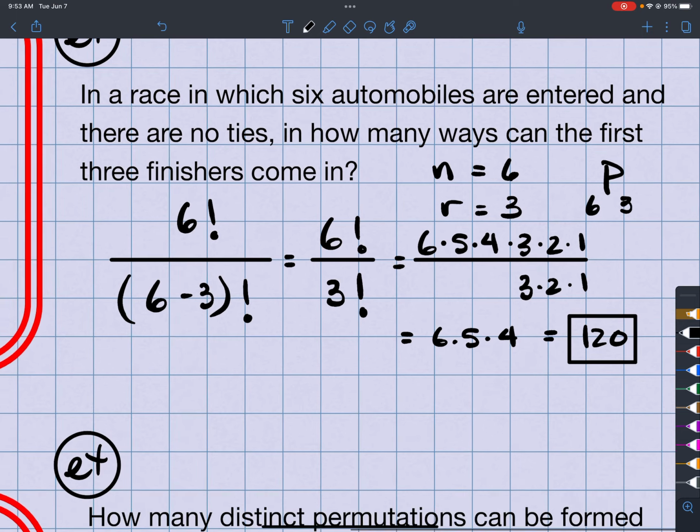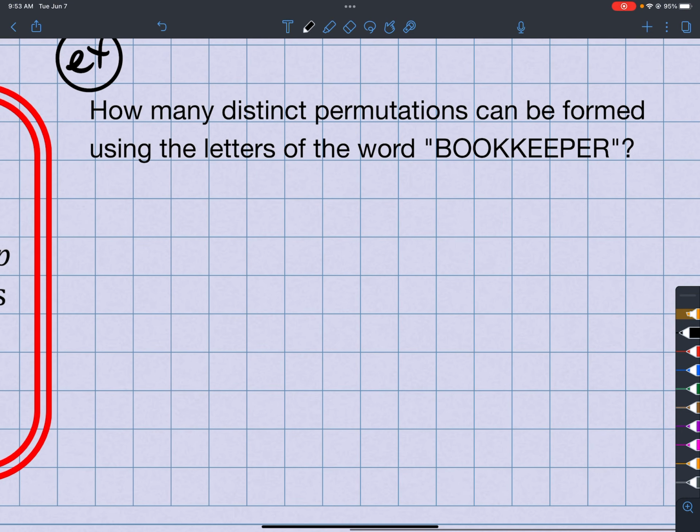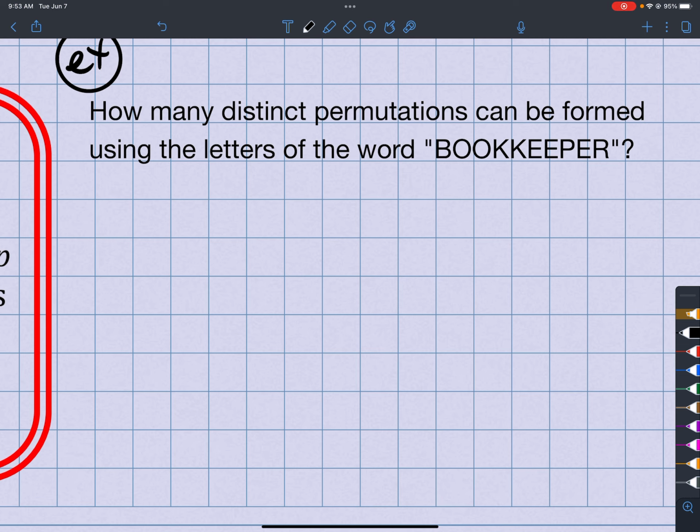Okie doke. All right, so over here, how many distinct permutations can be formed using the letters of the word bookkeeper? Okay, so let's take a look here. How many letters do we have? We have 2, 4, 6, 8, 10 letters, right? Okay, so 10 letters in bookkeeper.